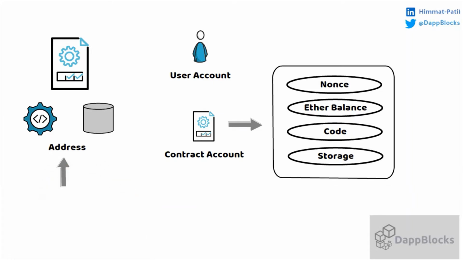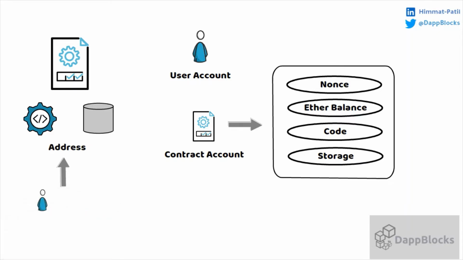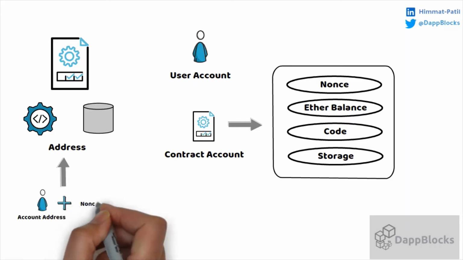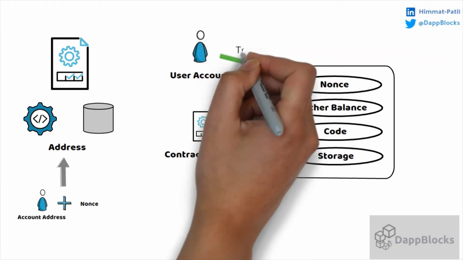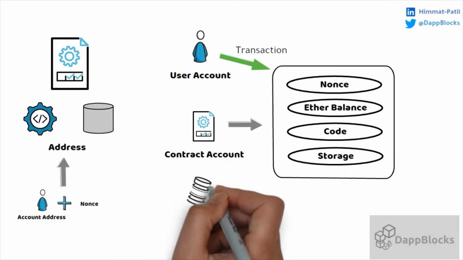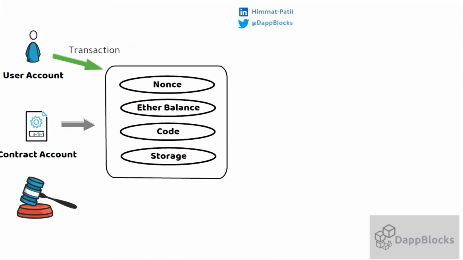The smart contract address is usually given when a contract is deployed on the Ethereum blockchain. The address comes from the creator's address or the sender's address and the number of transactions sent from that particular address, that is nonce. A user account can interact with the smart contract by submitting a transaction. Smart contracts define rules and execute automatically when conditions are met.